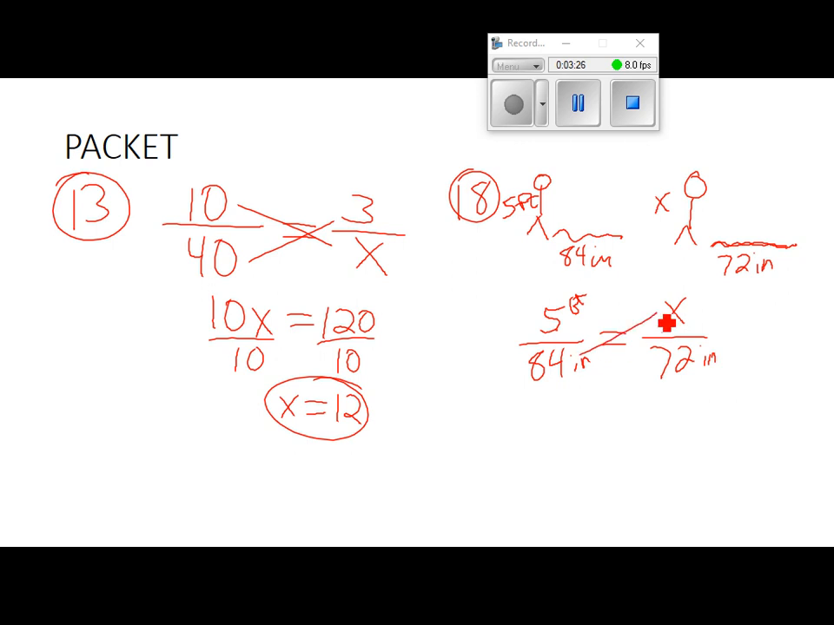We cross multiply, what do you get going that way? 84x. What do you get going the other way? 360, is that what you said?